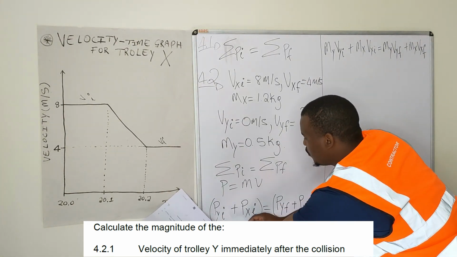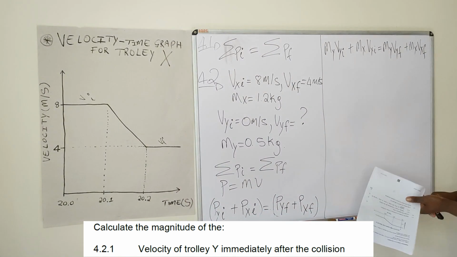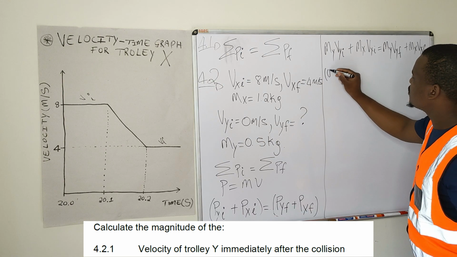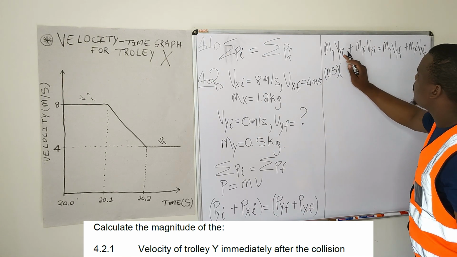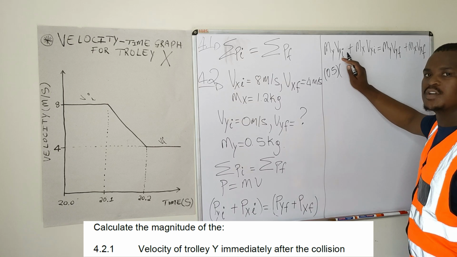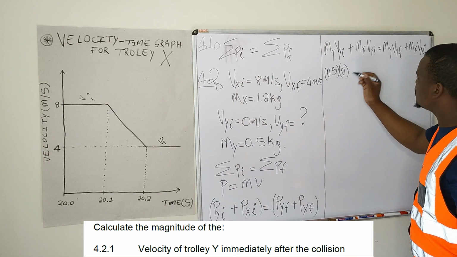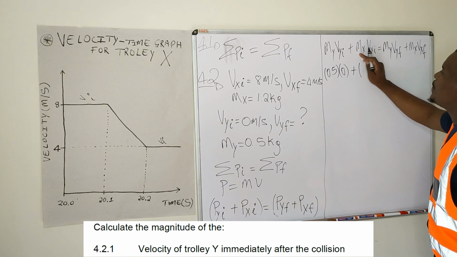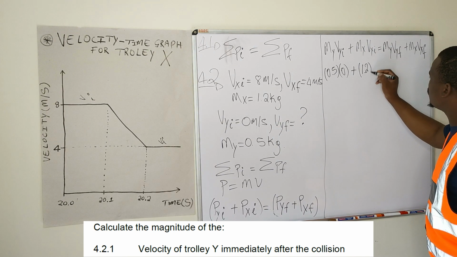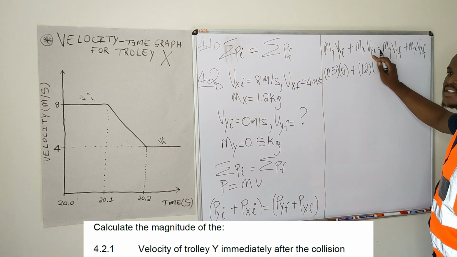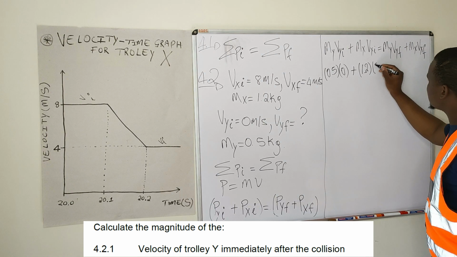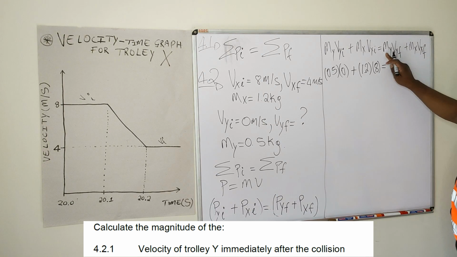So we continue. We say, okay, our mass of Y, what is our mass of Y? It's 0.5 kg. Plus initial momentum of Y. Y was initially at rest, so its initial velocity is 0. Plus mX, what is mX? Mass of X, which is 1.2, times the initial velocity of X. What was the initial velocity of X? Your initial velocity of X was 8, right? Is equal to mY, right?